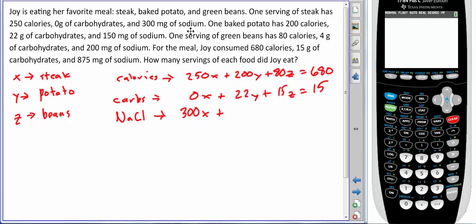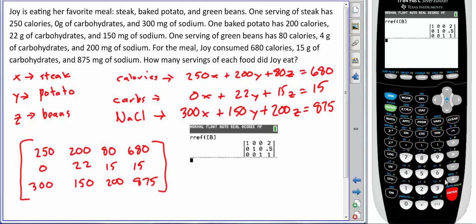All right, so sodium, we have 300 milligrams in the steak. We have 150 in the baked potato, and then the green beans must have a little seasoning because they've got 200, and then the total that Joy consumed was 875. All right, go ahead and set up your augmented matrix from that system and solve it. Then compare your answer to mine.